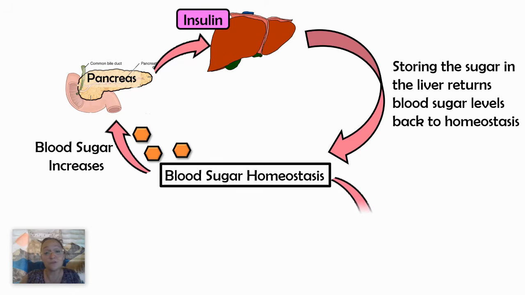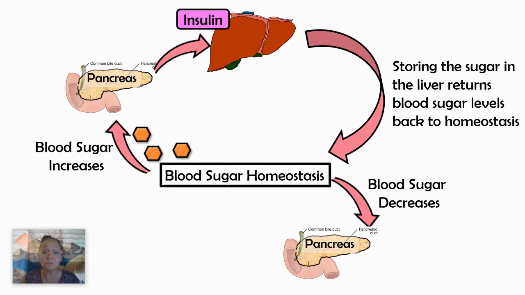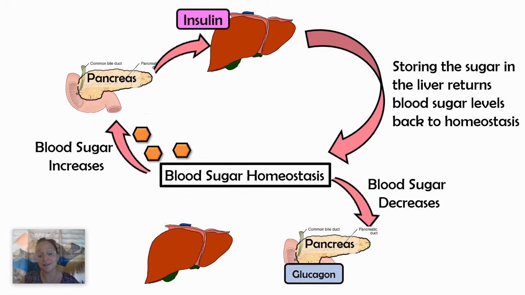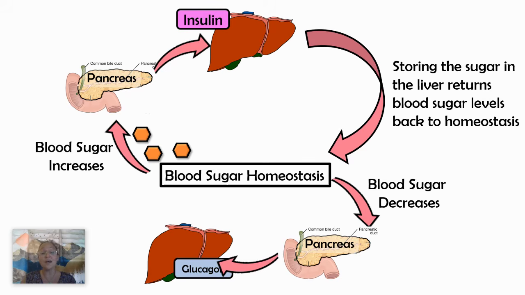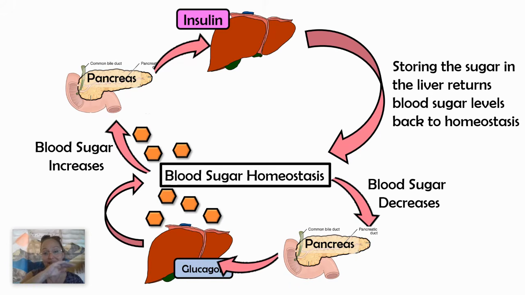Now, sometimes though, you don't eat for a while and you use up that blood sugar. So your blood sugar levels decrease. And then our pancreas will release the opposite hormone called glucagon. And glucagon, not to be confused with glycogen, which is the polysaccharide, will travel in your bloodstream to your liver, where the polysaccharide glycogen will be hydrolyzed or broken down into individual sugars and put back into our bloodstream to maintain our homeostasis conditions.